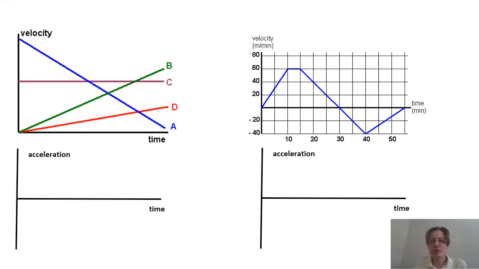Talk about constant versus not constant acceleration for a minute. The picture here shows us different velocity versus time graphs. Graph A is a decreasing velocity. The velocity is positive, but getting smaller and smaller. That means it's a negative acceleration. It's losing velocity every moment that goes by.